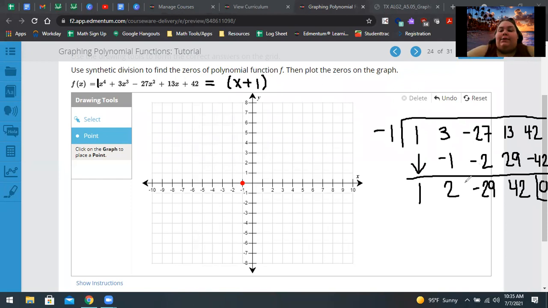So now that I found a polynomial that has a lesser degree, because this originally started with x to the fourth power, I'm going to start with the power less: x to the third power plus 2x squared minus 29x plus 42. I can take this new one and set up a new synthetic division and then just again play around with those numbers.